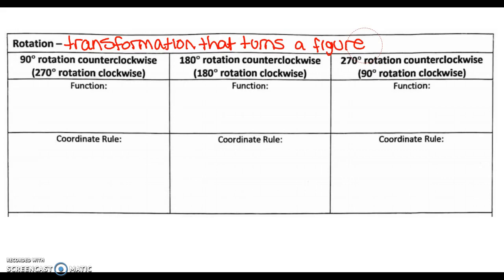The 3 rotations that we will focus on in this class are a 90-degree rotation counterclockwise, 180-degree rotation counterclockwise, and 270-degree rotation counterclockwise. I've also given you their equivalent clockwise rotation. You will need to remember that a 90-degree counterclockwise is the same as a 270 clockwise. 180 is the same no matter what direction you go, and a 270-degree counterclockwise is the same as a 90-degree clockwise rotation. So let's begin with the 90-degree rotation counterclockwise.